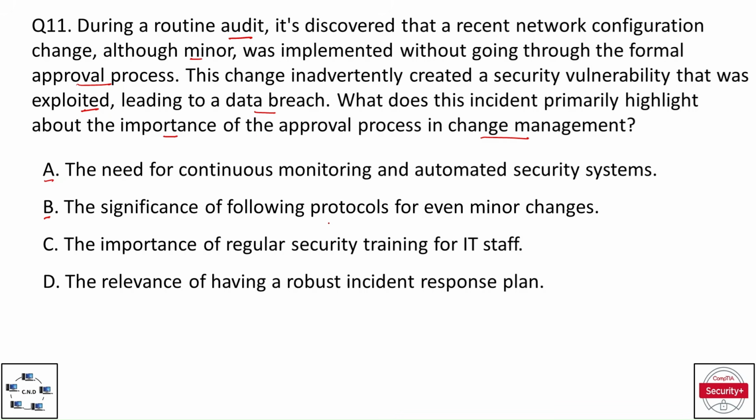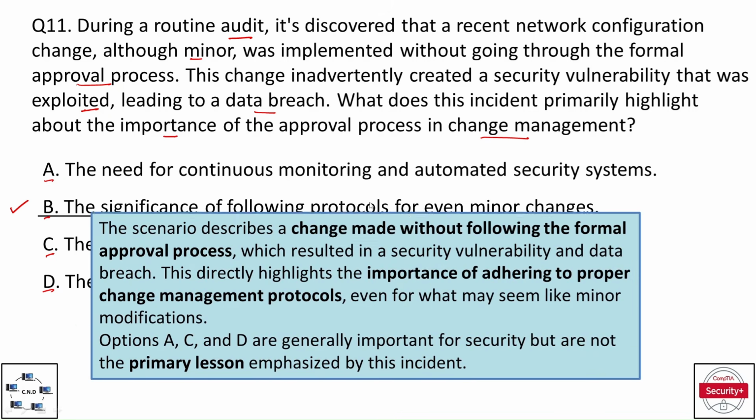Option B, the significance of following protocols for even minor changes. Option C, the importance of regular security training for IT staff. And option D, the relevance of having a robust incident response plan. And the correct option is option B, the significance of following protocols for even minor changes.